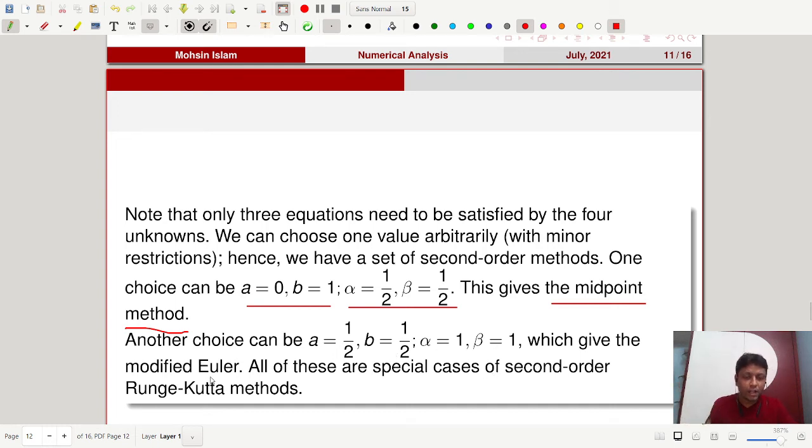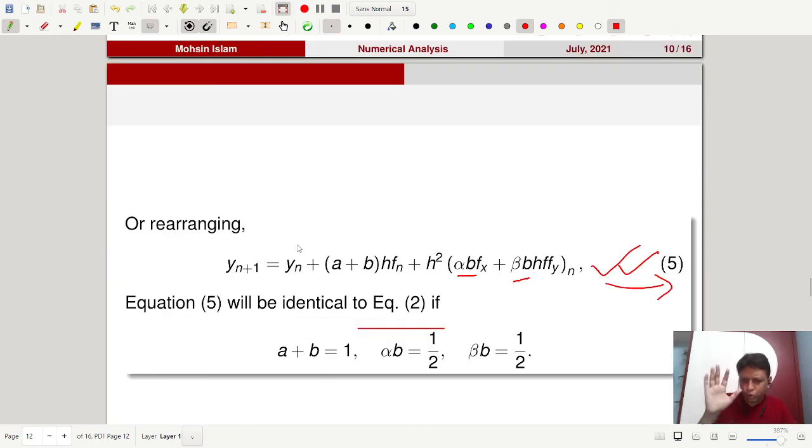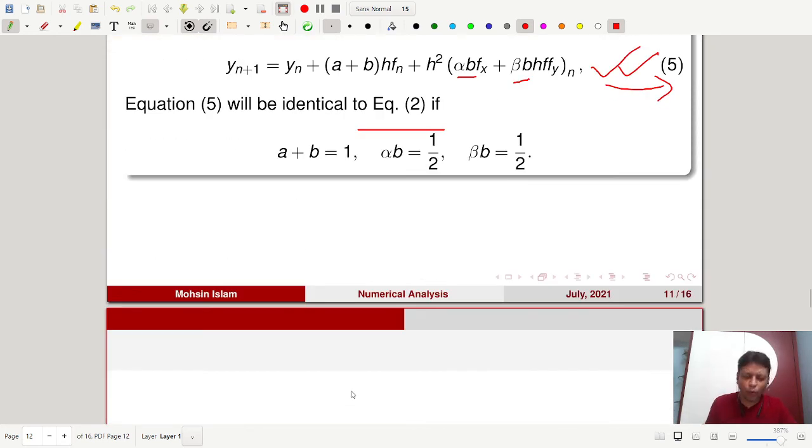So look at that. The midpoint method and the modified Euler method are special cases of the Runge-Kutta second order. Okay, so these are the special cases of second order Runge-Kutta methods. So these are the derivations. These are important derivations, so you have to go through the steps. This is quite easy to handle.